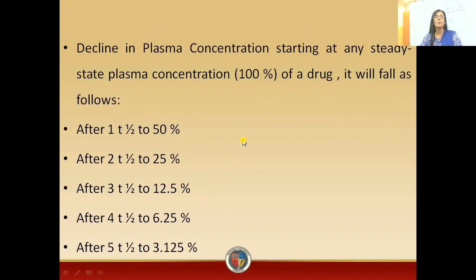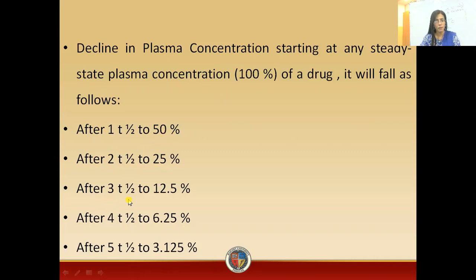So, how can you understand the concept of plasma half-life? Let's consider that we have a drug that is 100%. So what will be its first plasma half-life? After the first plasma half-life, it will be reduced to 50%. After the second half-life, it will be reduced to 25%, which is half of 50.